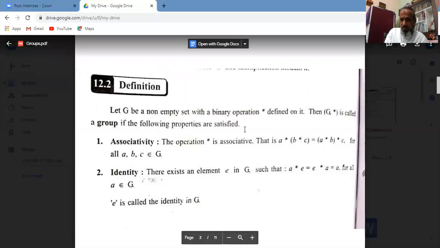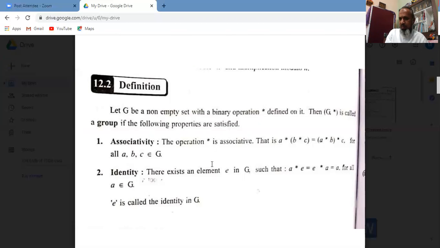If the non-empty set satisfies closure, associative, identity, and inverse, then the non-empty set G is said to be a group with respect to the binary operation. If it also satisfies the commutative property with respect to the given binary operation, the set is known as an abelian group. So what is the associative property?